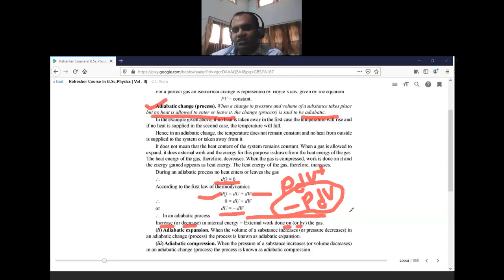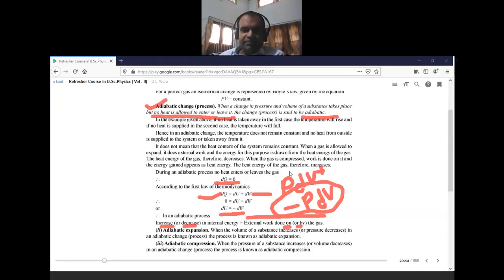Work done on the gas means the volume of the gas will decrease, so work done will be negative, and work done by the gas means the volume of the gas increases. That means dW will be a positive quantity. Okay, so I hope this is clear.